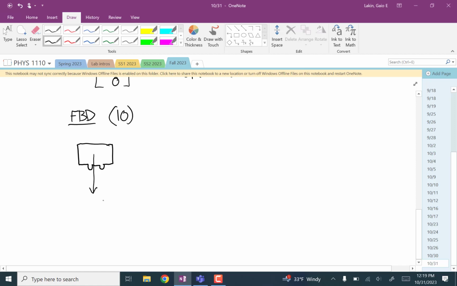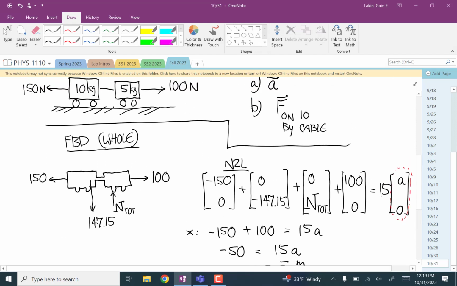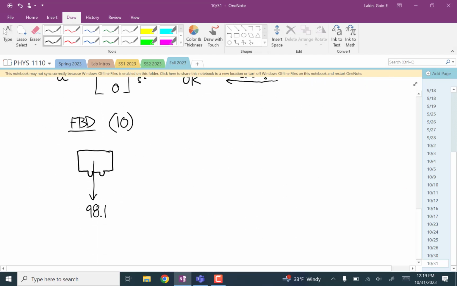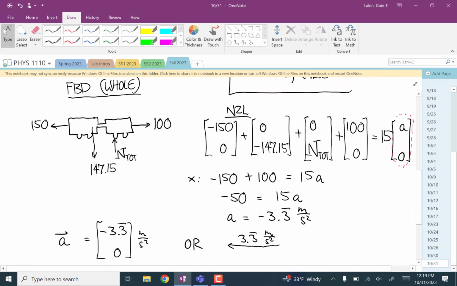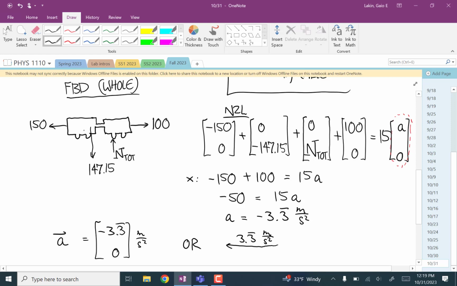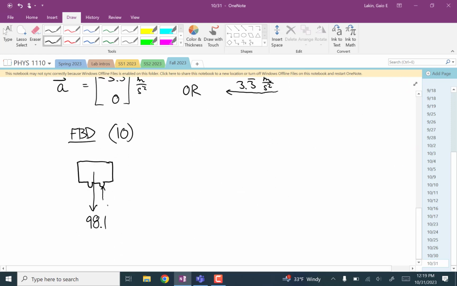We have a downward force of 10 times 9.81, so 98.1. We have a pushing force from the ground. That's not the same one that we had in this one. This was the combined pushing force on both of those two. So I'm going to call this one N10. And then we have the 150 Newton force this way. And then the last thing I'm putting in is the pulling force from the cable this way.